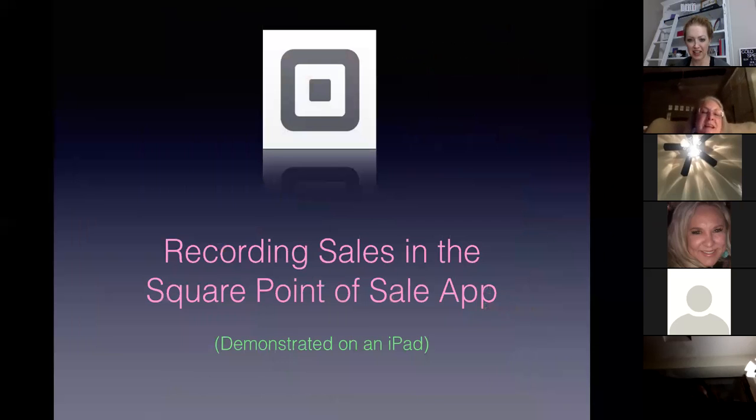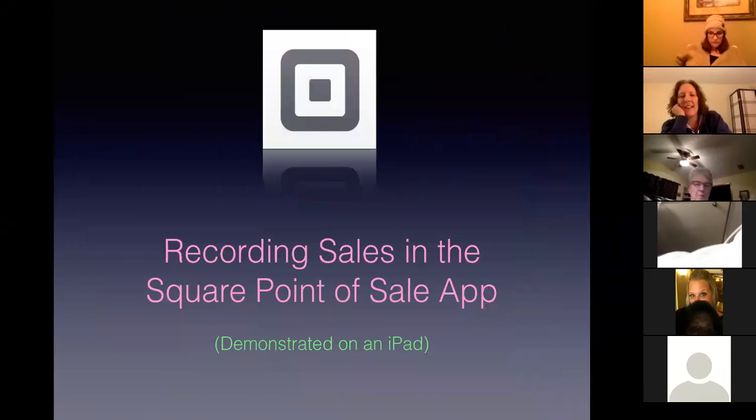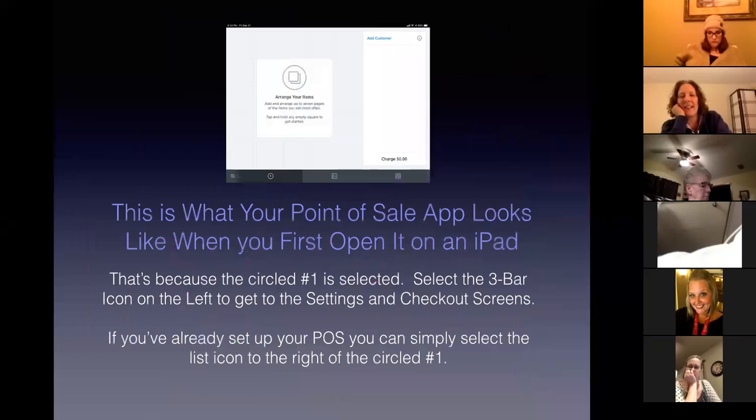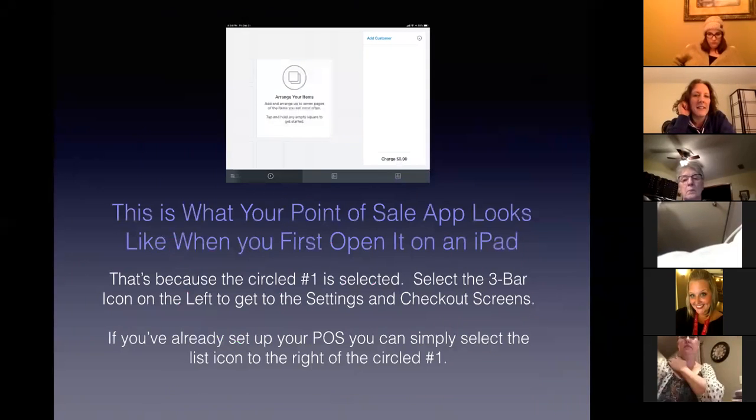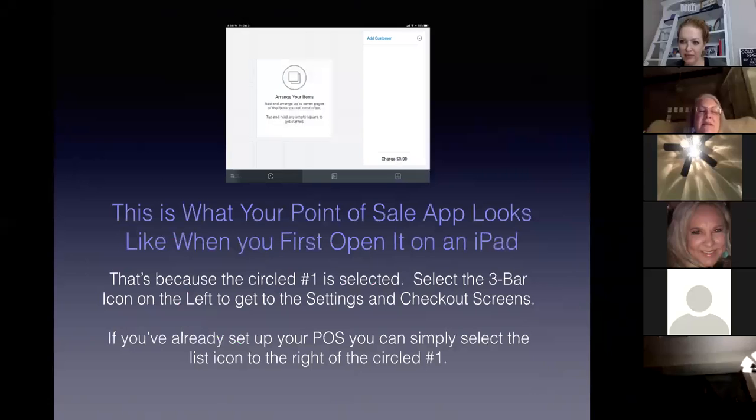Anyhow, moving on to recording sales in the Square point of sale app. Now this is going to be demonstrated on an iPad. For the most part, where I've been before has been mostly on my computer, on my laptop, unless I've said differently. So this is what your point of sale app looks like when you first open it on an iPad. And that's because of the circled number 1. See the circled number 1 down at the bottom there? It looks like that because that's what's selected.